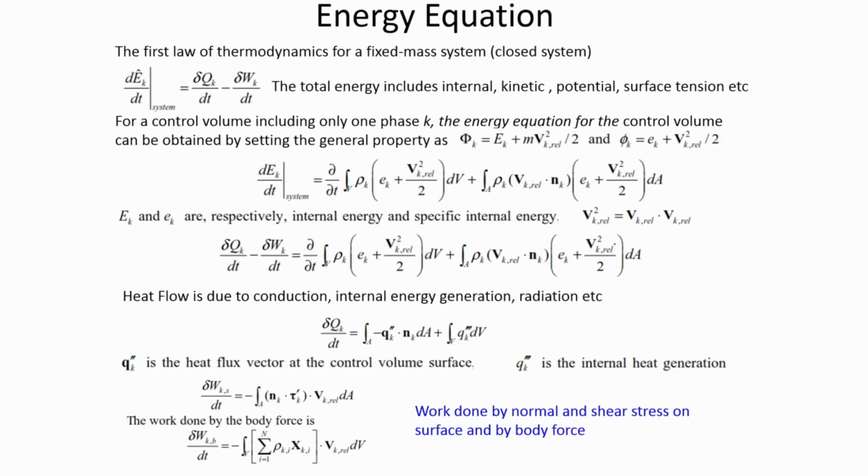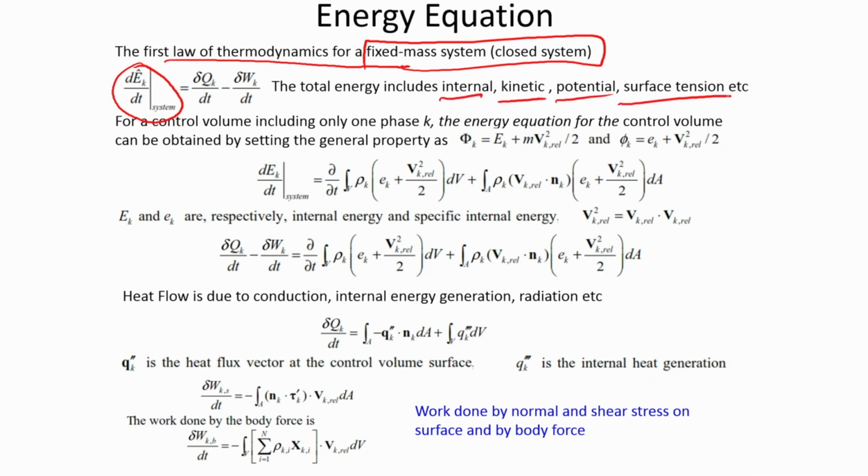Now, let us take a look at the energy equation. The energy equation is nothing but the first law of thermodynamics for a fixed mass system. We did the first law in the first lecture. It is the rate of change of energy of the system. This energy includes internal energy, kinetic energy, potential energy, and any surface tension or other such energies. Most of the time we are concerned with internal energy. It is equal to the heat and the work transfer, which are the other two terms. This is the typical first law.